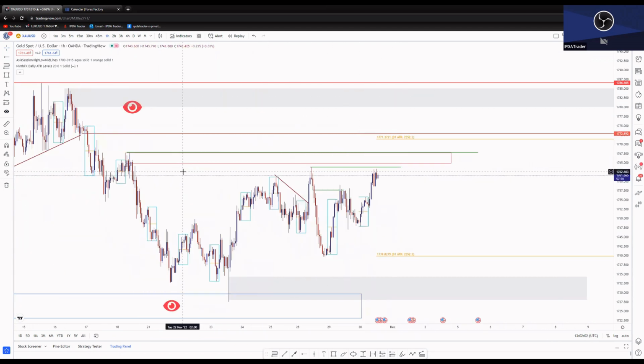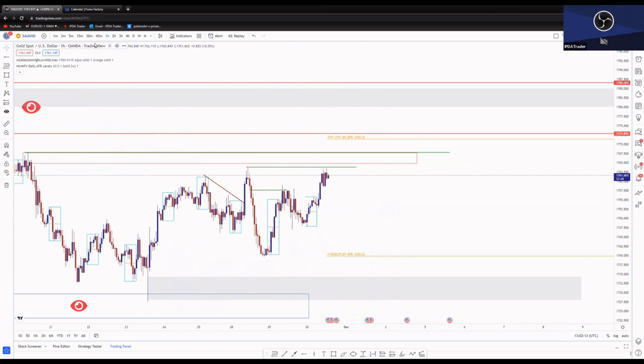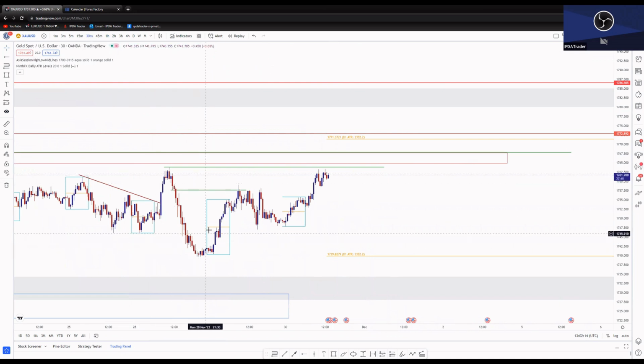If we start moving down with the news, you can see that this unmitigated wick level has already been tested, which is a shame because it would have been very, very good. But we do have all the levels, right? We have this one that has been tested, as we said, but we have this wick high over here that has not been tested yet.